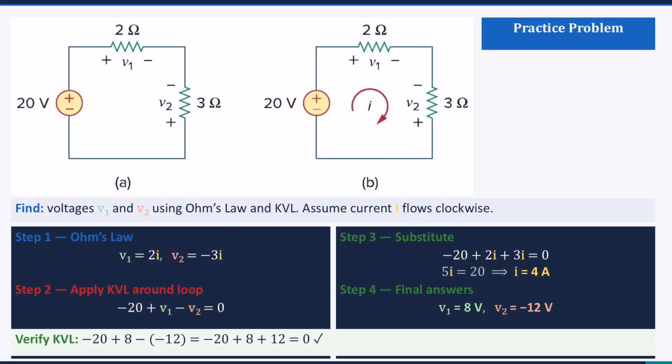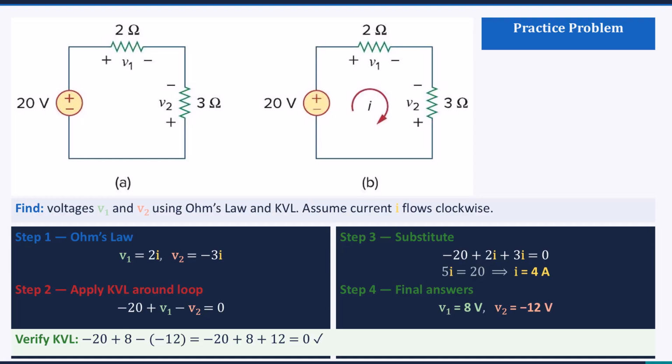We have a 20-volt source on the left side, a 2-ohm resistor on top with voltage V1 across it, and a 3-ohm resistor on the right with voltage V2 across it. Notice the polarity markings carefully. For V1, the plus is on the left and the minus is on the right. For V2, the minus is on the top and the plus is on the bottom. Our task is to find V1 and V2. We assume a current I flowing clockwise around the loop, as shown in figure B.